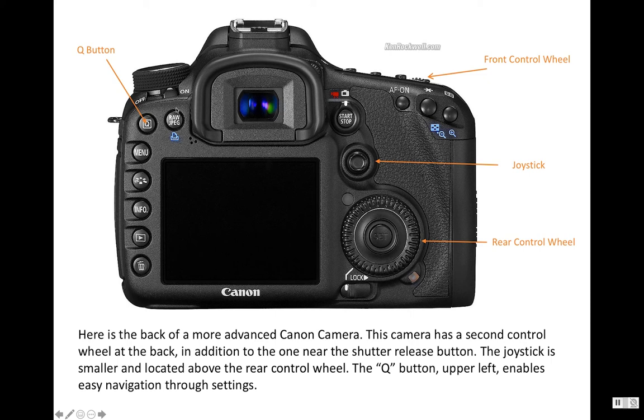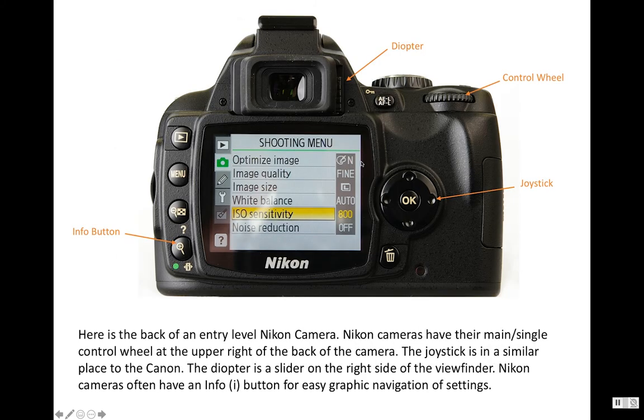Also on the back of most pro-level Canon cameras is a button called Q. This is a button that will take you into a graphic display of all of your settings. Not as complicated as a menu. It allows you to very quickly navigate through different settings using the joystick. Now if we look at the back of a more entry-level Nikon camera, this is something perhaps like a D3400, we find a lot of the same things. There's a joystick that allows you to navigate through menus and graphic display of your controls.